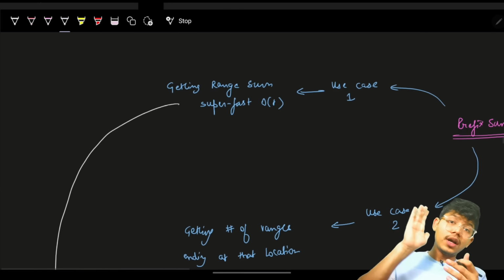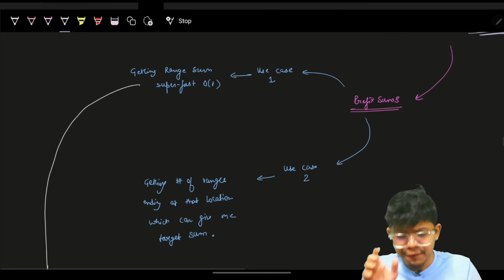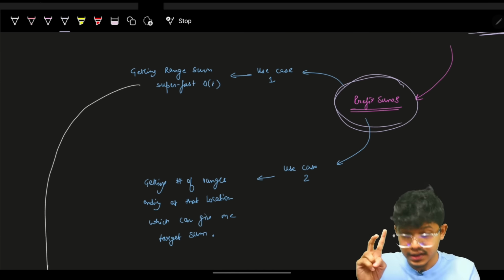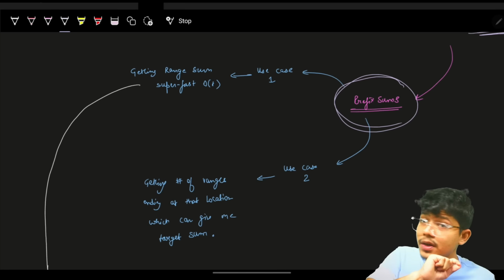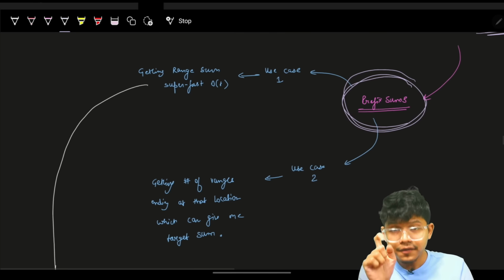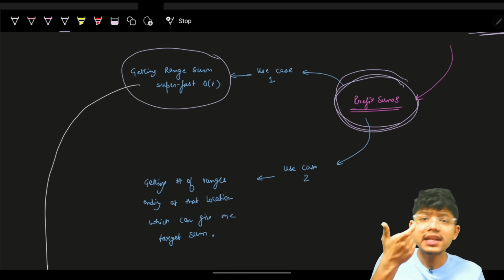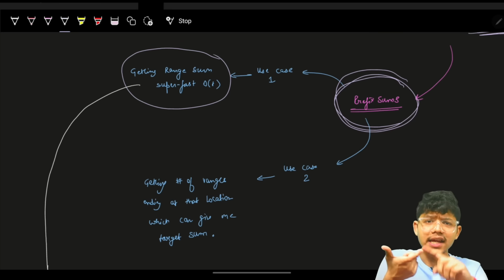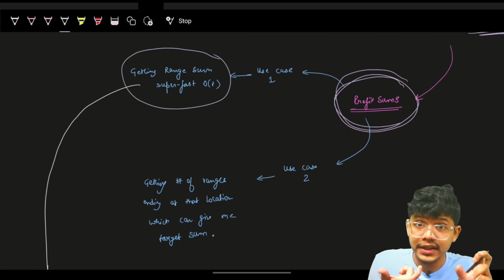Coming back to our basic example, for sure we learned one thing, that a prefix sum can help us in 2 ways. Again, bookmark this, screenshot this, pause it, but remember this: prefix sum can give you 2 things. First thing is that I can get the range sum very fast. When I say very fast, I mean I can get the range sum in O(1) time.